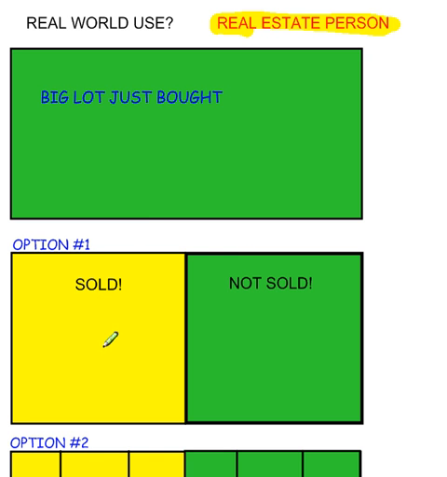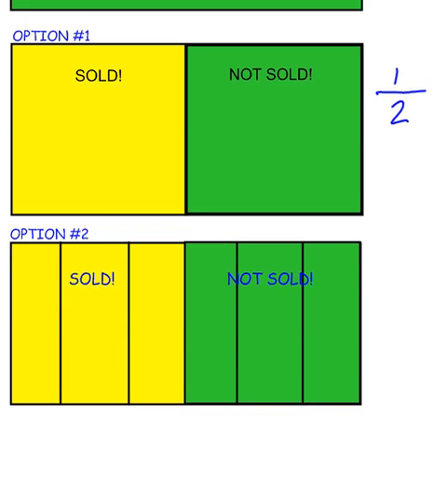So let's look at this part that is sold, and let's write a fraction that would illustrate what is sold. All right, so we've got one part sold out of two parts of the original lot. So we have a fraction of 1/2 representing what is sold from the lot. Let's look at another option. What about option number 2? They could divide it up into even smaller lots.